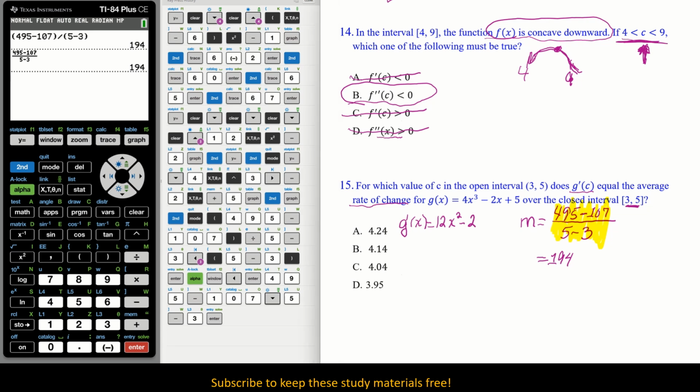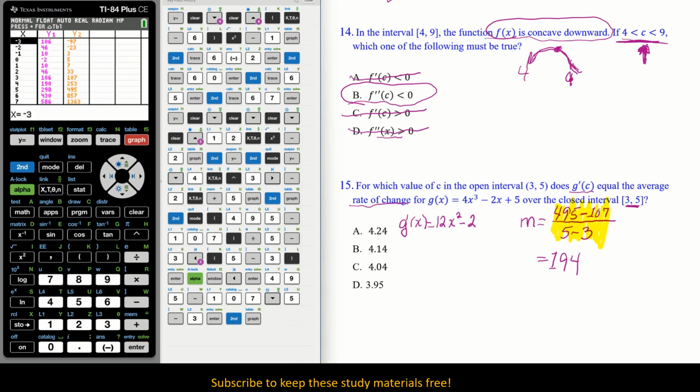What is this doing? The 194 is what we're measuring by. We're looking for this in our calculator, and that would be in our table of values that we have set up. That's what we're looking for. So let's go back to our table. Second graph. Now we have some values here that they're giving us. Let's read it again.